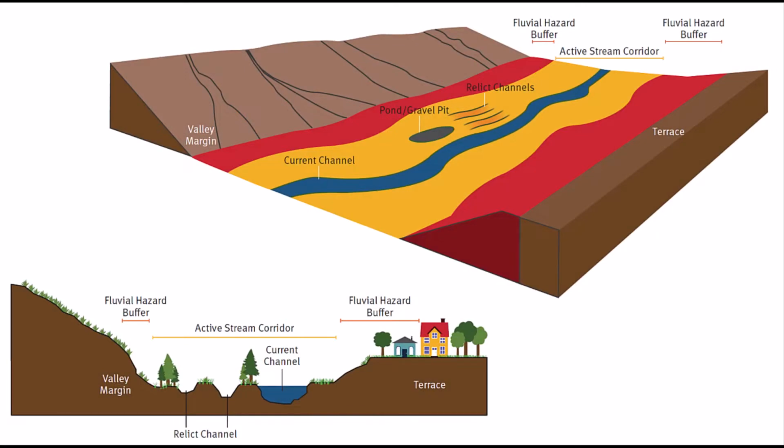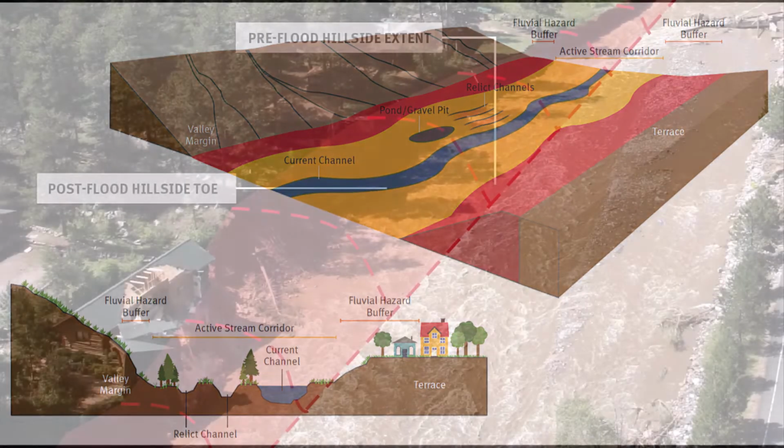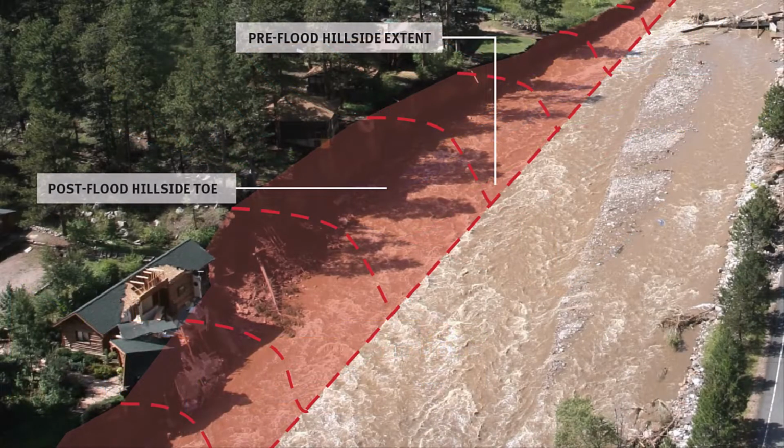The Fluvial Hazard Buffer is applied to the outer boundary of the active stream corridor. The Fluvial Hazard Buffer accounts for hazard-prone land, such as hill slopes and terraces, that are adjacent to the active stream corridor and may be susceptible to slope failure or erosion that is directly aided by fluvial processes.